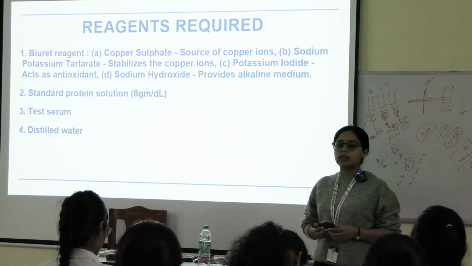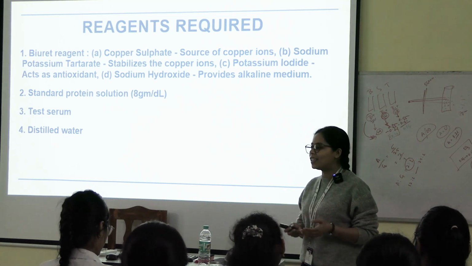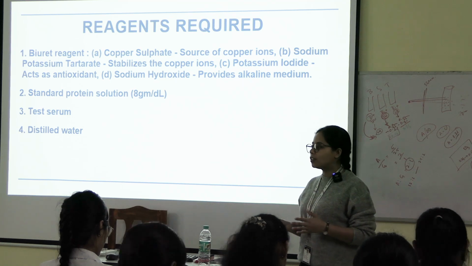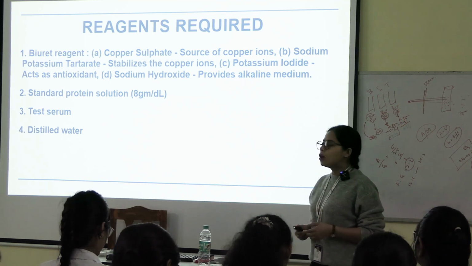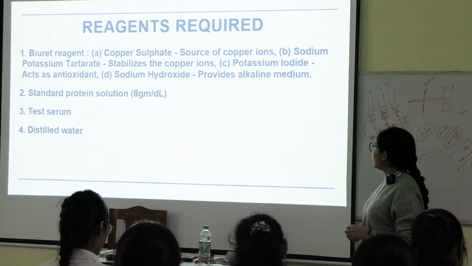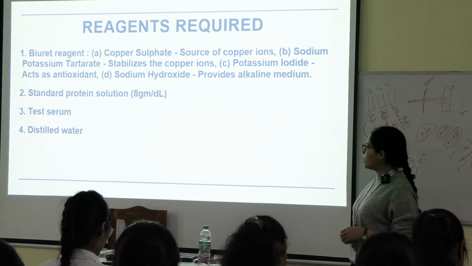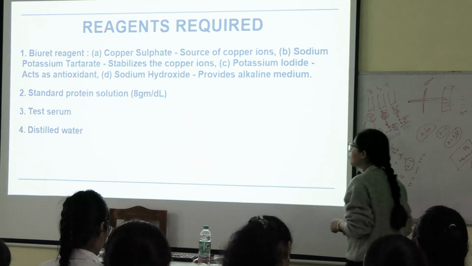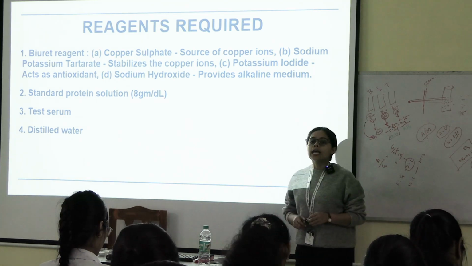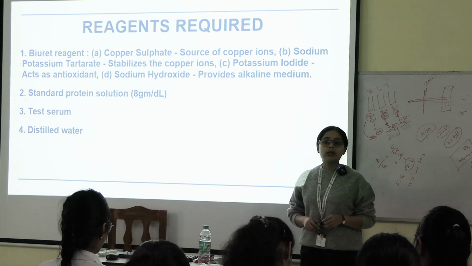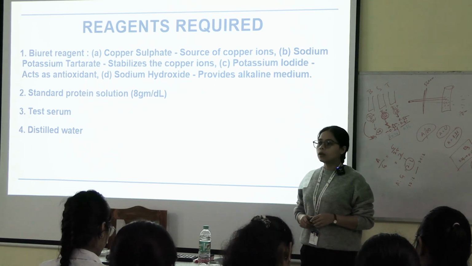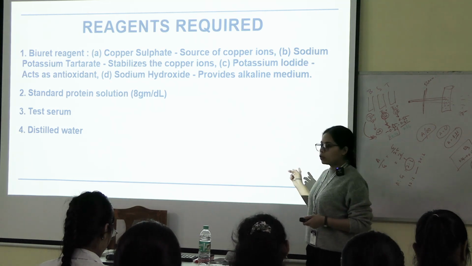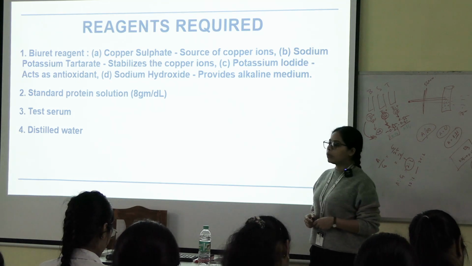What is antioxidant? What is the meaning of anti? So potassium iodide acts as antioxidant and sodium hydroxide provides the alkaline medium. Don't get confused during viva. In Rothera's, what provided the alkaline medium? Liquor ammonia. In Biuret, sodium hydroxide will provide the alkaline medium.